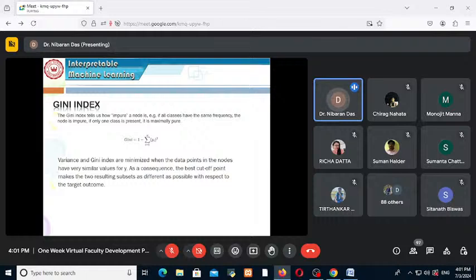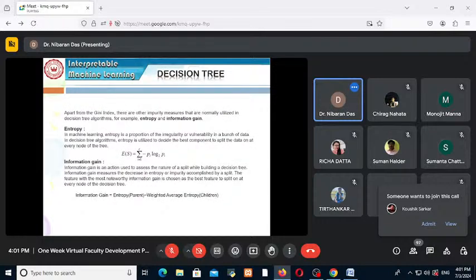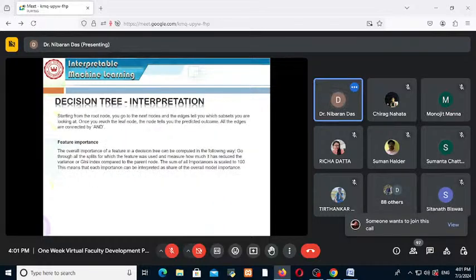So the best cutoff point makes the two resulting subsets as different as possible with respect to the target outcome. And here in the decision tree, entropy and information gain are also used. So in a decision tree, there's feature importance. Starting from the root node, you go to the next node, and the edges tell you which subset you are looking at. Once you reach the leaf node, the node tells you the predicted outcome. All the edges are connected by AND, right?